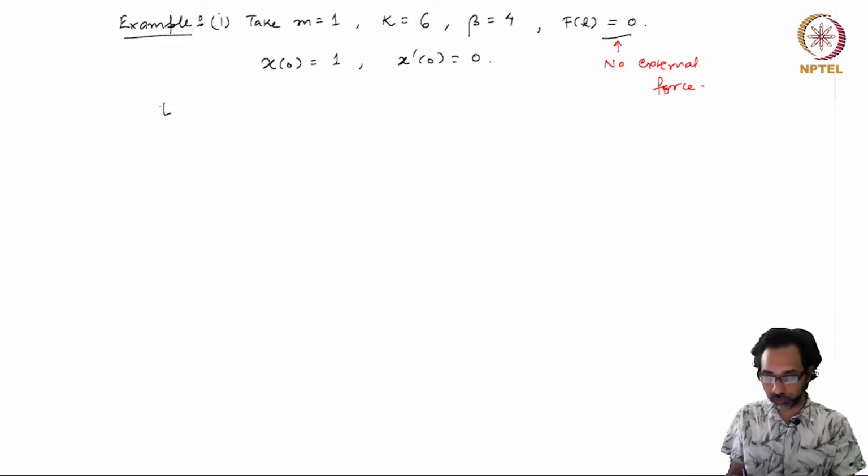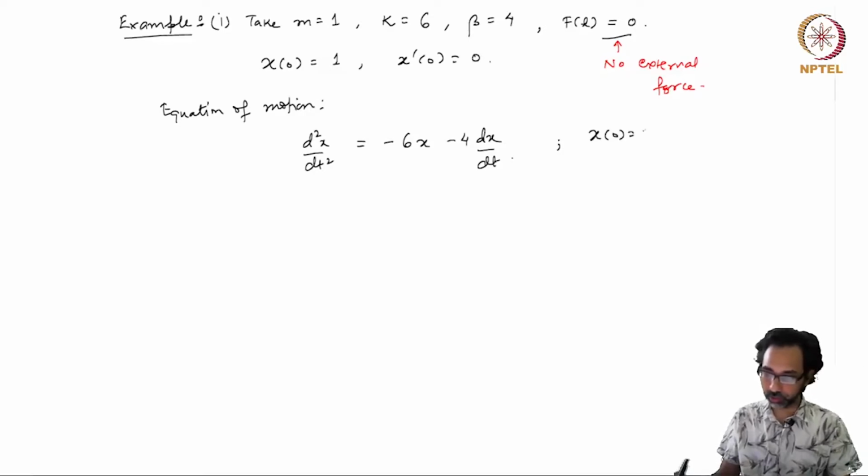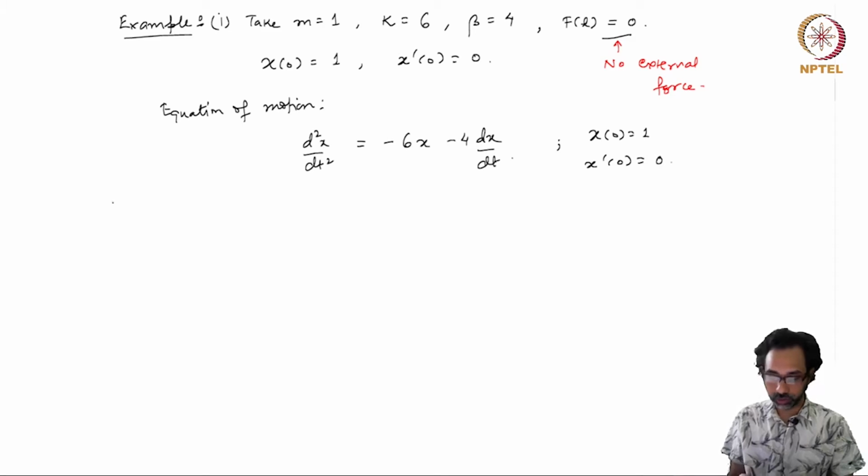So the equation of motion in this case is just d2x over dt2 is equal to minus 6x minus 4 dx by dt, with x(0) equals 1 and x prime (0) equals 0. So now take the transformed equation.